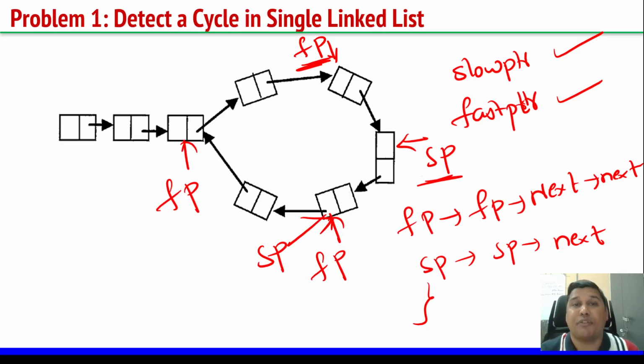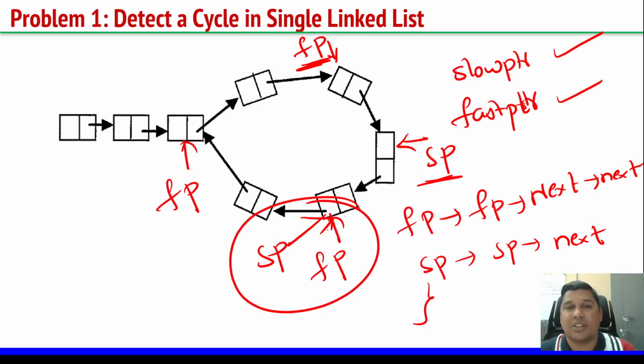So after a few iterations, your slow pointer and fast pointer are meeting at some point. When they are meeting at some point, it is clear that there is a cycle. They both are running in a cycle. This is the logic of detecting a cycle. The same logic of fast pointer, slow pointer will be used in so many other problems. We will see these problems one by one. I hope the logic is clear for you, right?